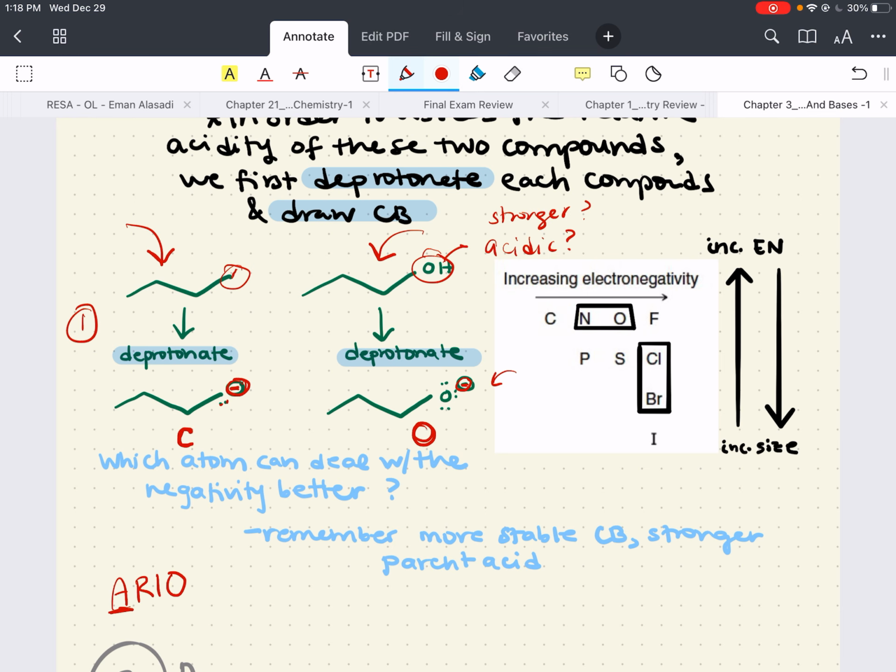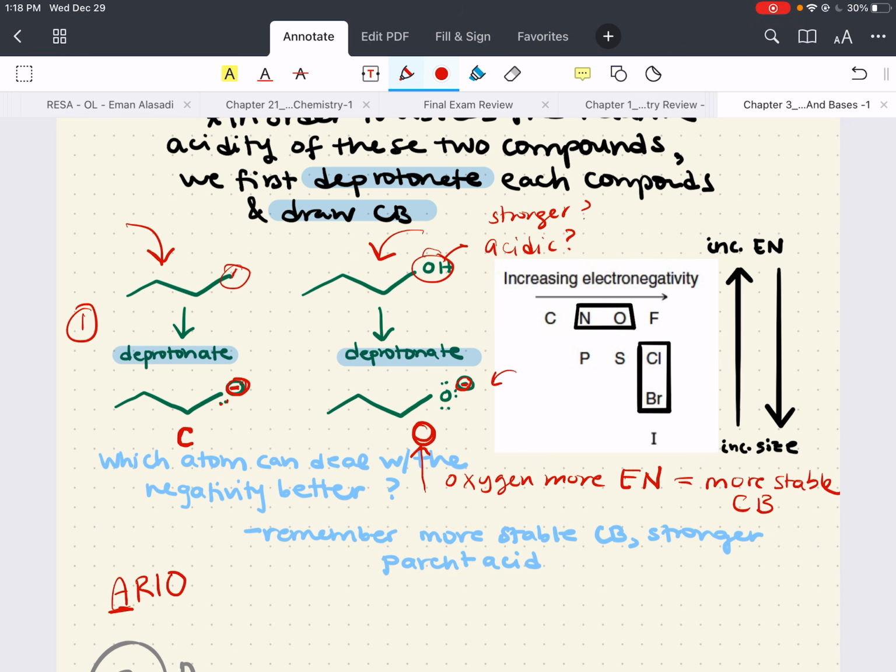All right, now which atom can deal with the negativity better? In other words, is the carbon or the oxygen more electronegative? The answer is obviously oxygen. Oxygen is more electronegative. What this means is it's going to deal with the negative charge better, and that makes it more stable. So this molecule is the more stable conjugate base.